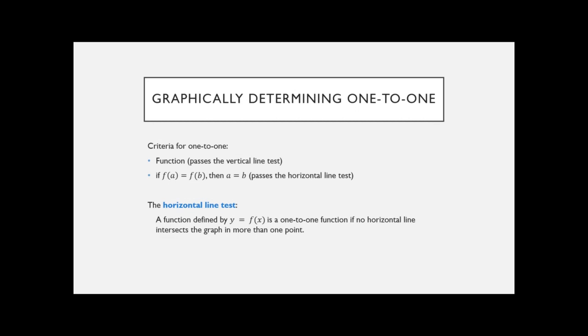The second qualification, that if the y values match, then the x values match, we call this the horizontal line test. So it's just like the vertical line test, except that it's now horizontal. If you draw a horizontal line, it only goes through the graph once. So what makes something 1-to-1 is that it follows both the vertical and the horizontal line test. If it meets both of those, then it's 1-to-1.